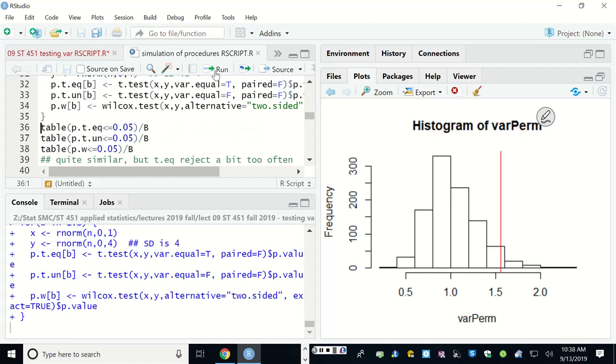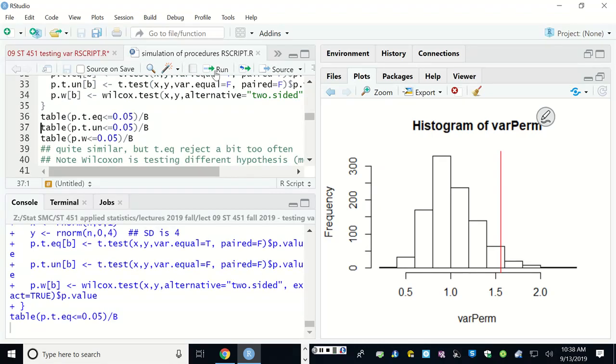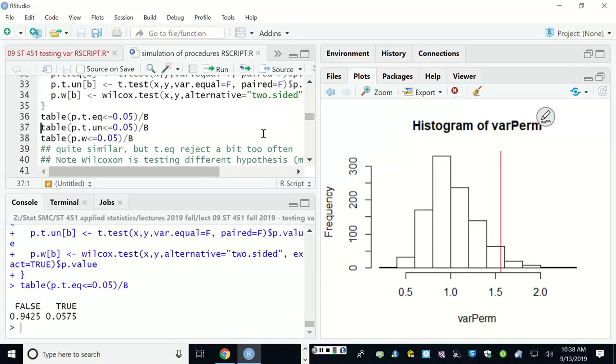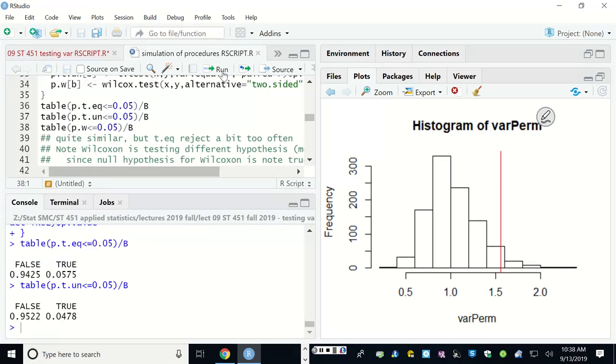If we run this simulation, the equal variance one rejects a little bit more. About 0.575. So it's a little bit more than 5%. And although this is simulation, that's getting up there a little bit higher. It's not 10% or 20%, but it's still getting a little bit out there. The unequal one is still pretty close to 5%. It doesn't go quite as much.